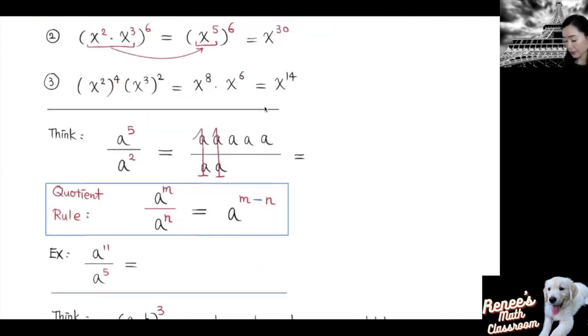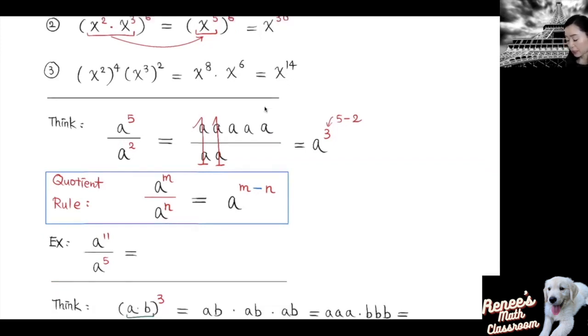Now let's try to discover another rule. So a to the fifth power divided by a squared over here. Now this up here is a times itself 5 times. Down here is a times itself 2 times. So a over a is 1, a over a is 1. So these 2 cancel, leaving you with 3 factors of a that survive. So this is a to the third power, which is 5 subtracting 2. Before you had 5 factors of a, now you cancel out 2 of them, you have 3 factors of a survive.